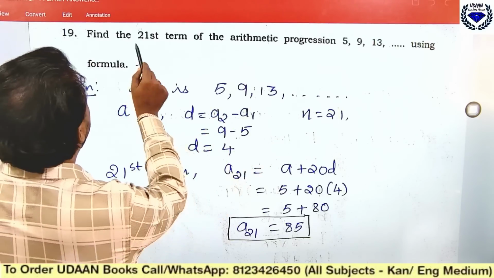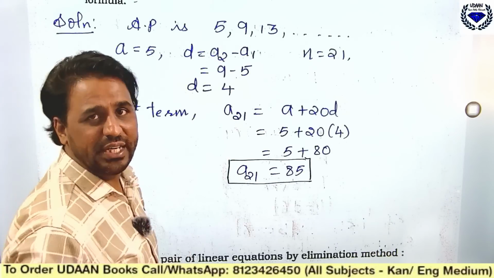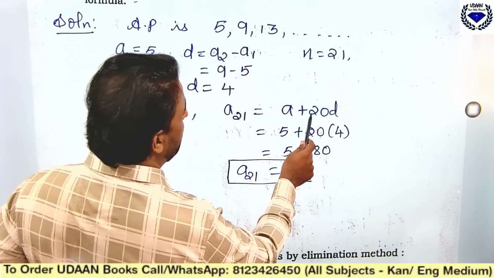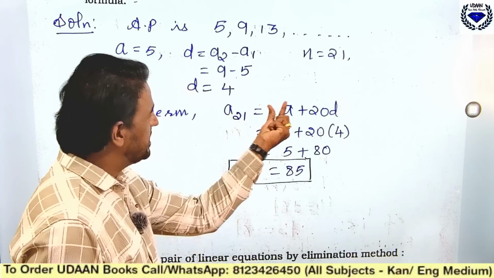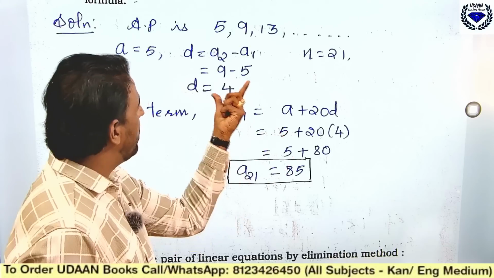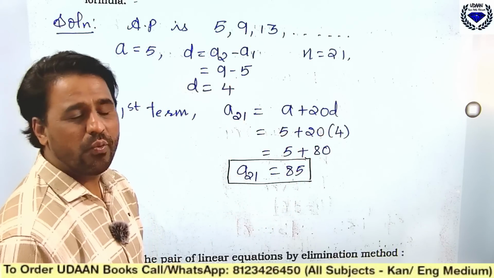Then the total number of terms here, what are they? 21st term. Now the 21st term is what? A21. A21 means A plus n minus 1 into D, that is A, this one less, D. 20D you will get. A is 5, D is 4, so 20 times 4 is 80. 80 plus 5 will give you what?